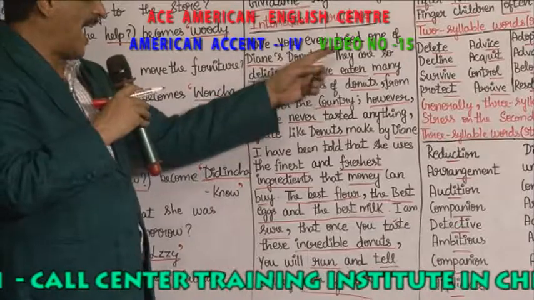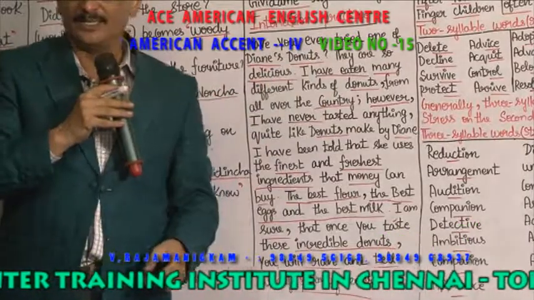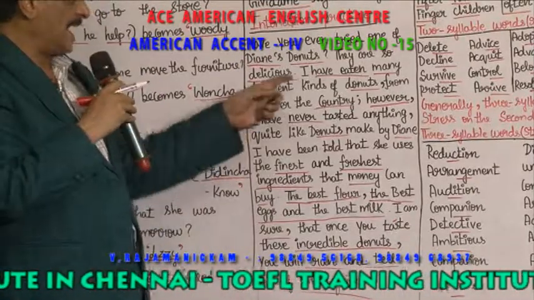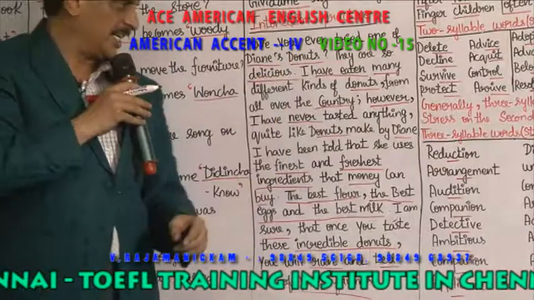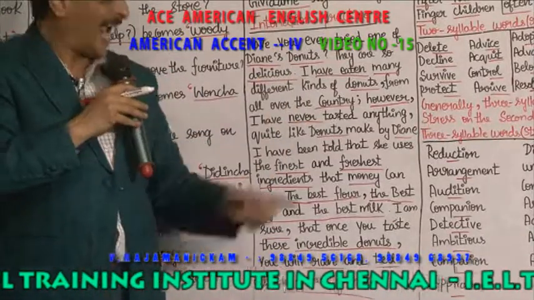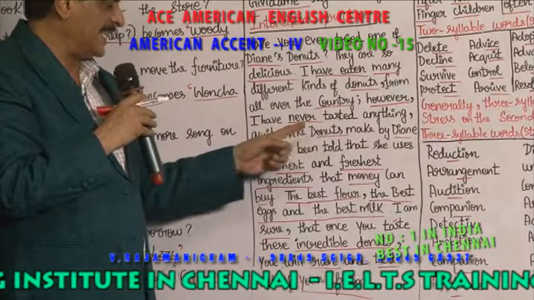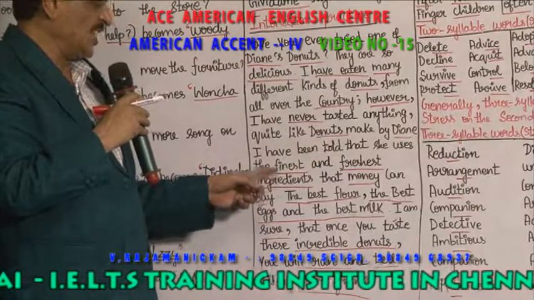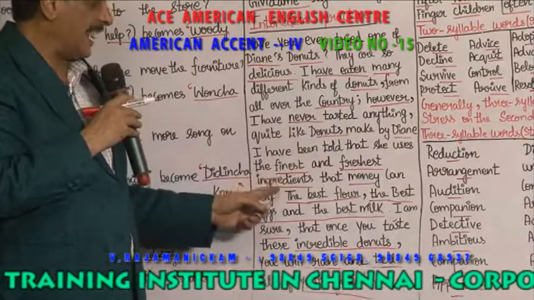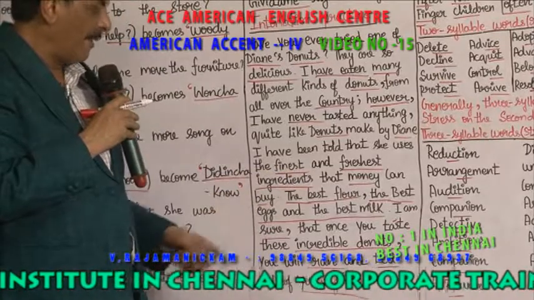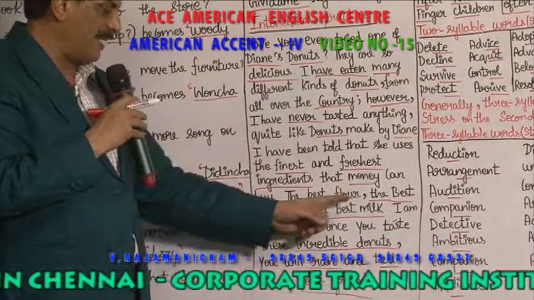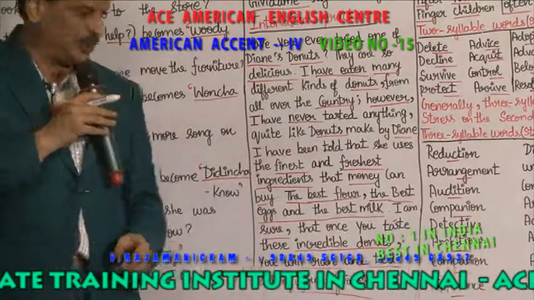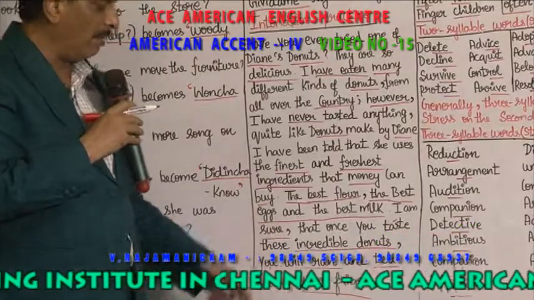So, have you ever tried one of Diana's Doughnuts? They are so delicious, and I have eaten many different kinds of doughnuts from all over the country. However, I've never tasted anything quite like doughnuts made by Diane. I've been told that she uses the finest and the freshest ingredients the money can buy. The best flour, the best eggs, and the best milk. I'm sure that once you taste these incredible doughnuts, you will run and tell all of your friends.